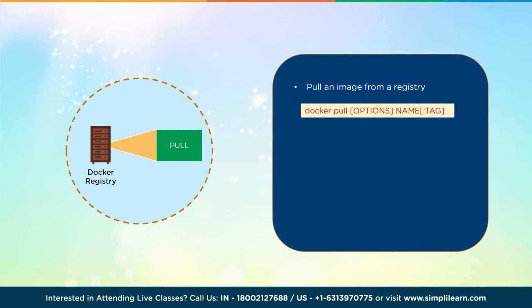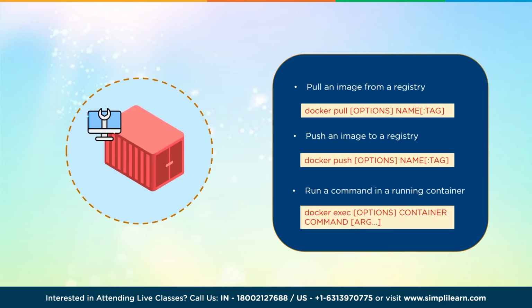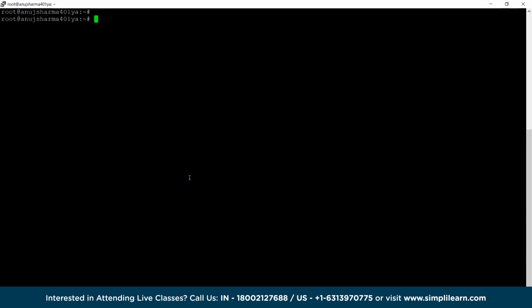If you want to pull a Docker image, you can go for the docker pull command. If you want to push an image to the registry, you can use the docker push command. If you want to execute a command or a script inside a particular running container, you can go for the docker exec command, and with that the execution will be done and you will be able to get a response. Now let's see how we can do a pull and push activity for a Docker image.